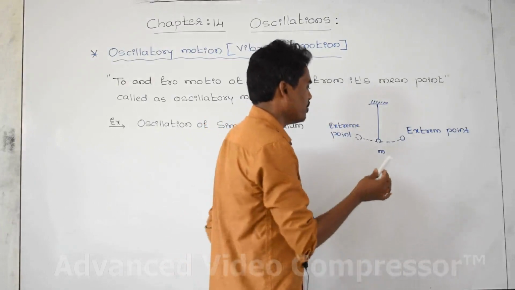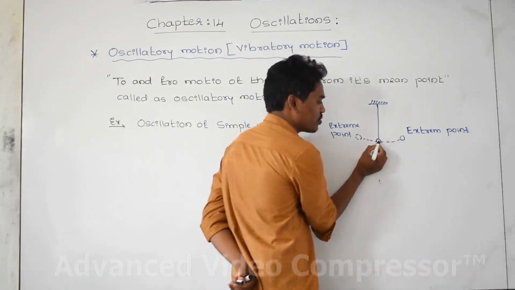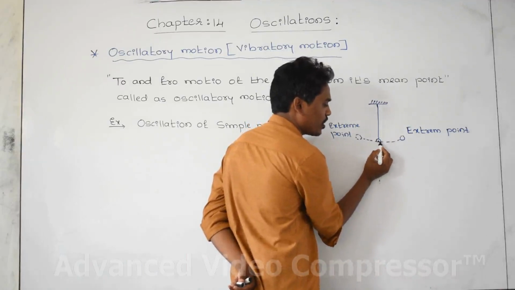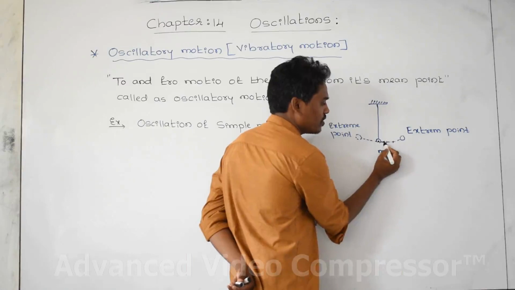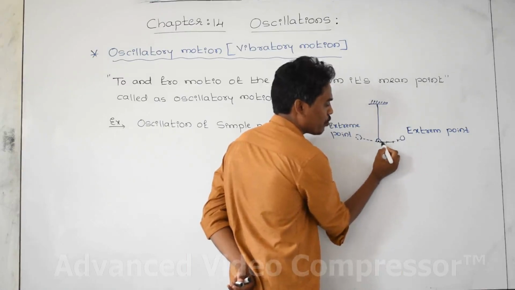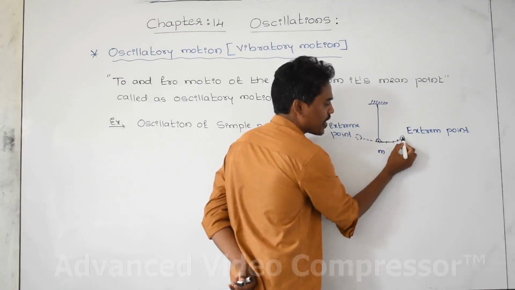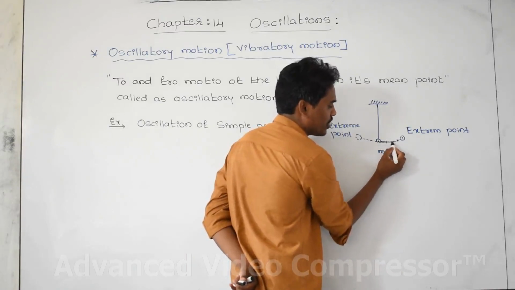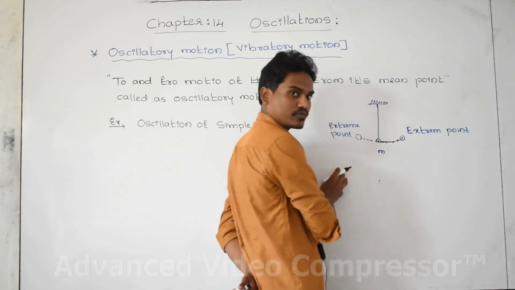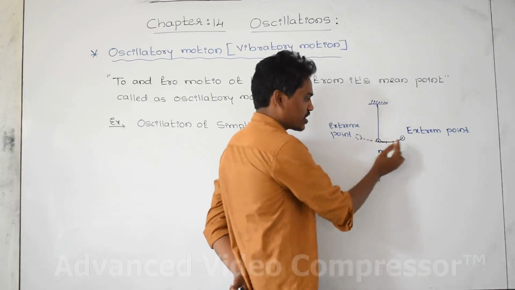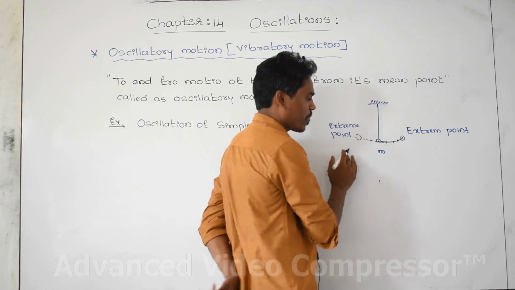From the mean point, the displacement at this point is 0. If the body is moving, this is the displacement from the mean point. If the body is reaching this final point, from the mean point, this is the displacement. This is the extreme point, this is the mean point.